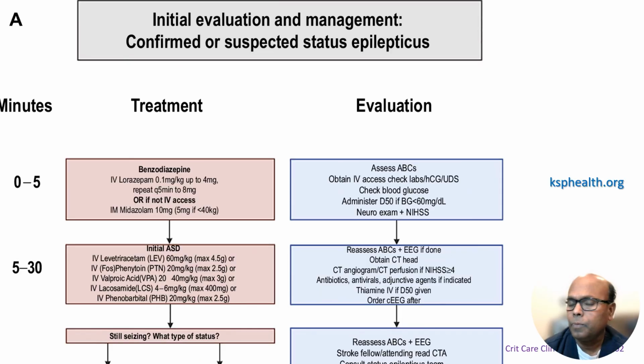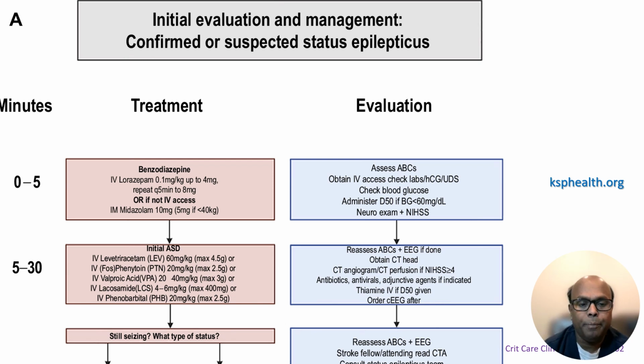This slide talks about initial evaluation and management of confirmed or suspected status epilepticus. The most important: assess airway, breathing, and circulation. Obtain IV access, check blood glucose. If it is low, less than 60, go ahead and treat with D50 in adults. In children, give D10 or D25. Do the neuro exam and score the stroke index. If the stroke score is more than 4, activate the stroke team.